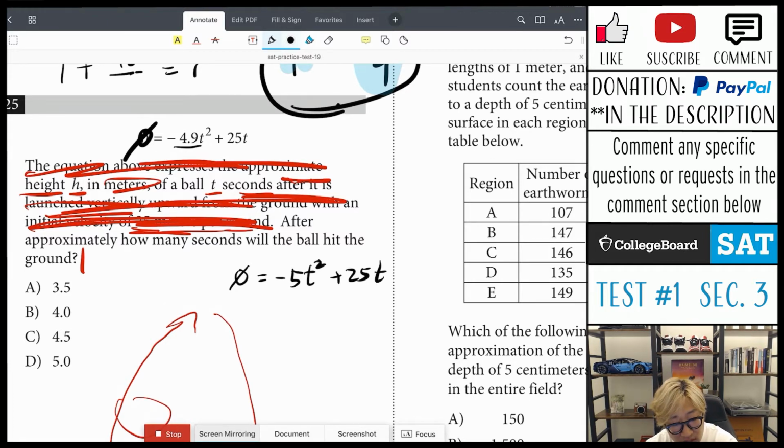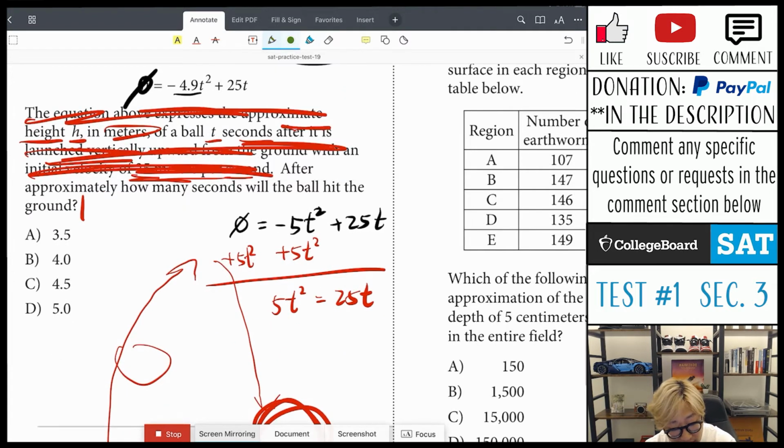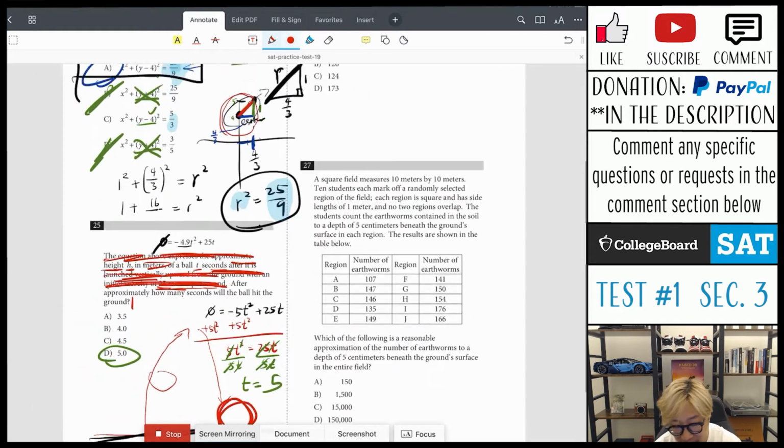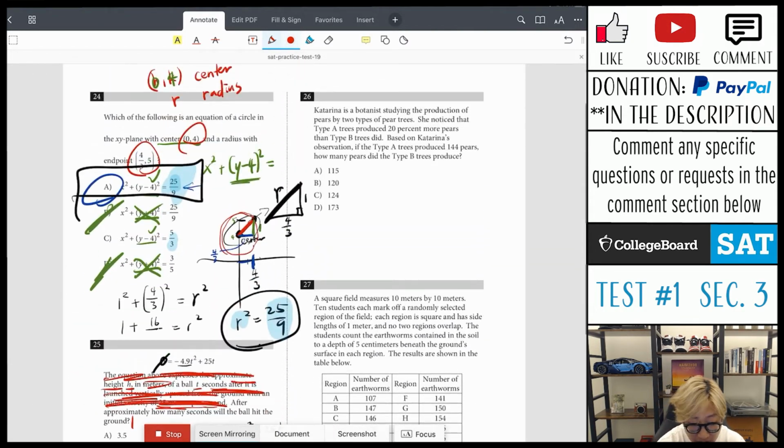Negative 5t squared plus 25t. So go ahead and add 5t squared on both sides. That will give you 5t squared is equal to 25t. Go ahead and divide by 5t on both sides. So t is equal to just 5. Boom. 4.9, who cares? Just call it 5. It's cool. It doesn't matter. Here we go.